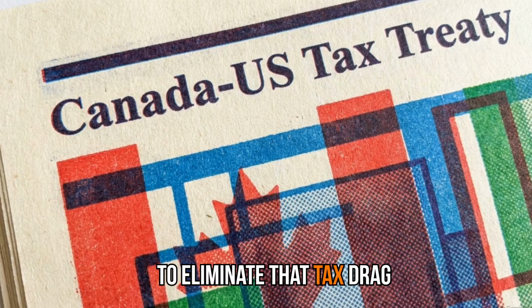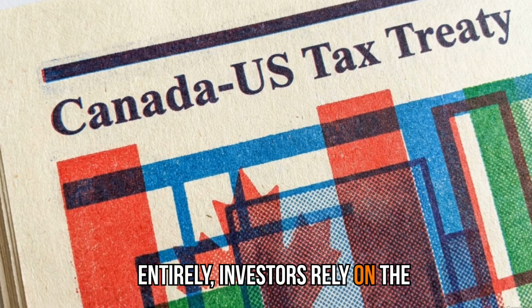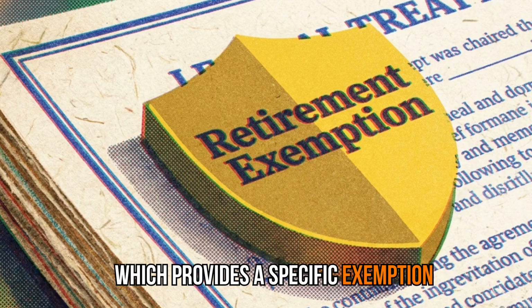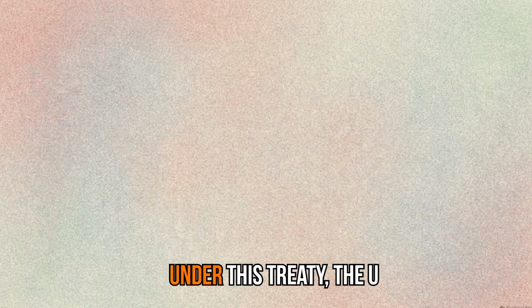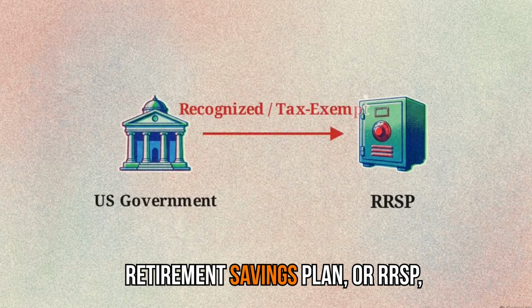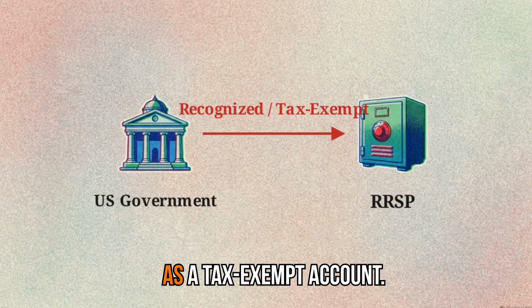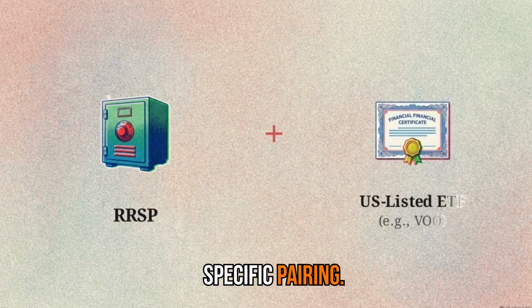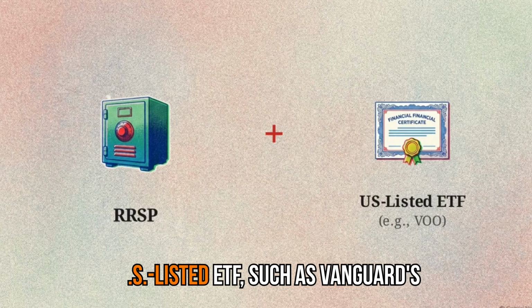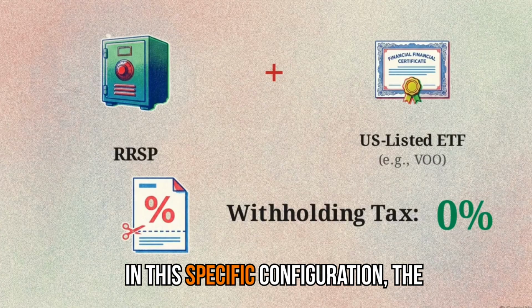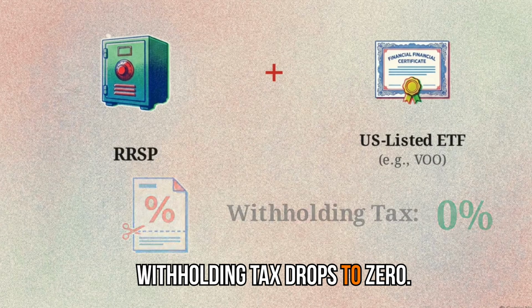To eliminate that tax drag entirely, investors rely on the Canada-U.S. Tax Treaty, which provides a specific exemption for retirement savings. Under this treaty, the U.S. government recognizes the Registered Retirement Savings Plan, or RRSP, as a tax-exempt account. Securing that exemption requires a specific pairing. You must hold a U.S.-listed ETF, such as Vanguard's VOO, inside an RRSP. In this specific configuration, the withholding tax drops to zero.